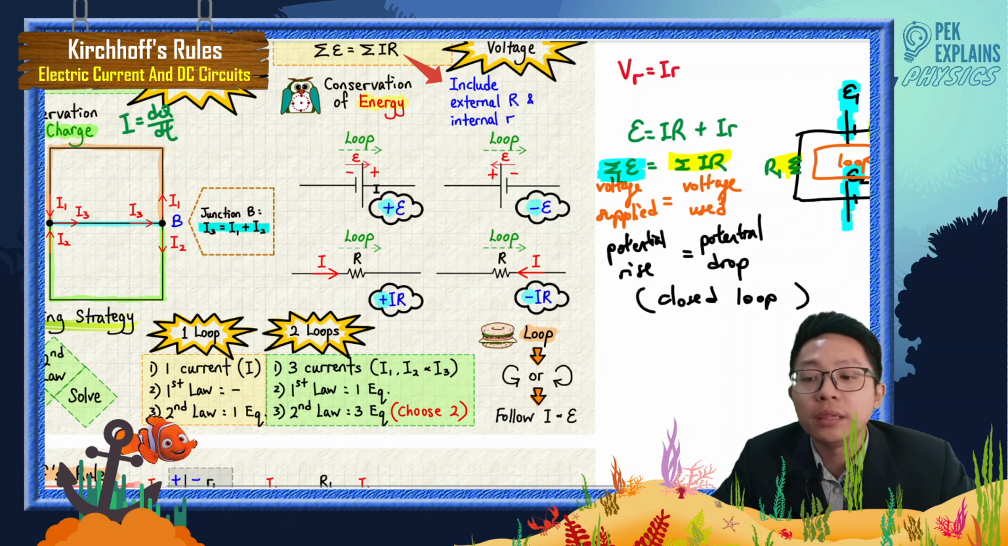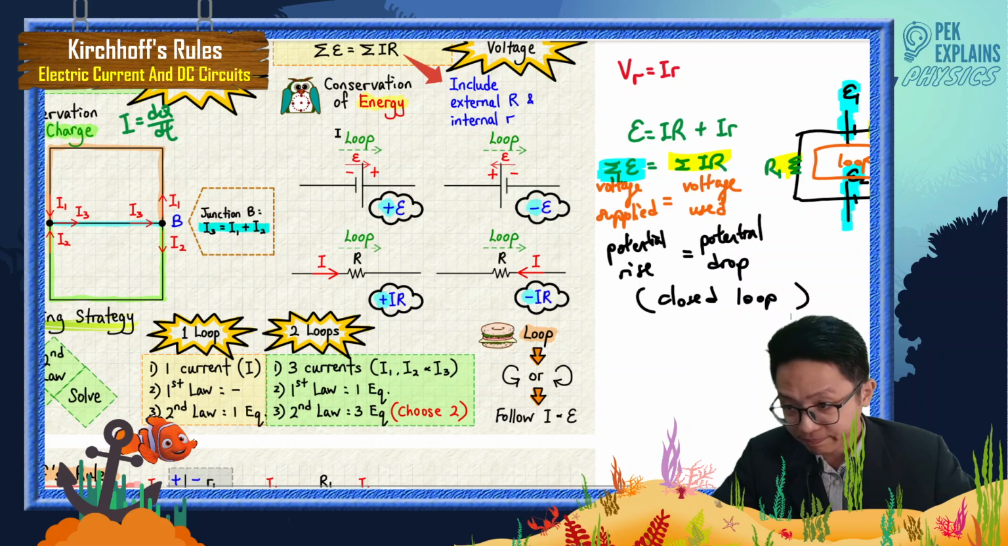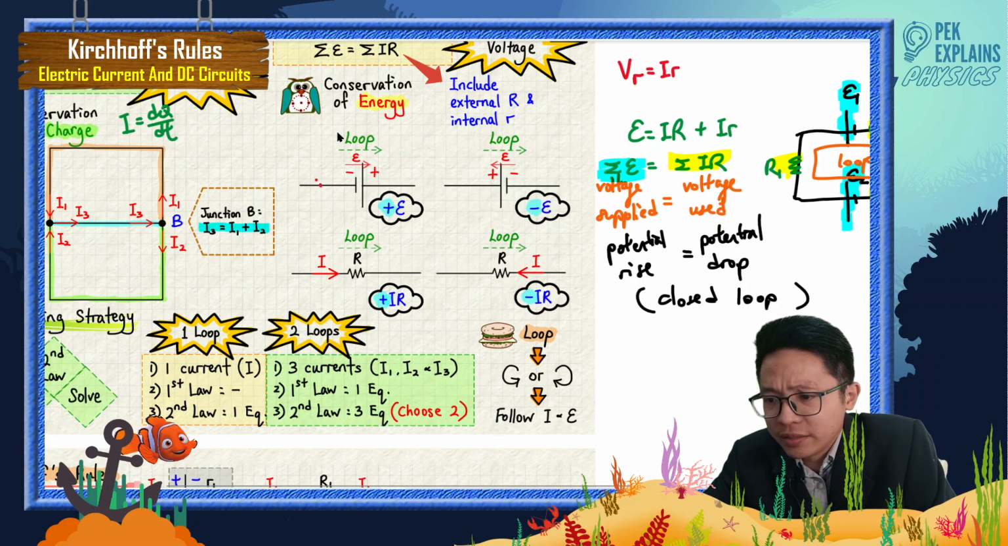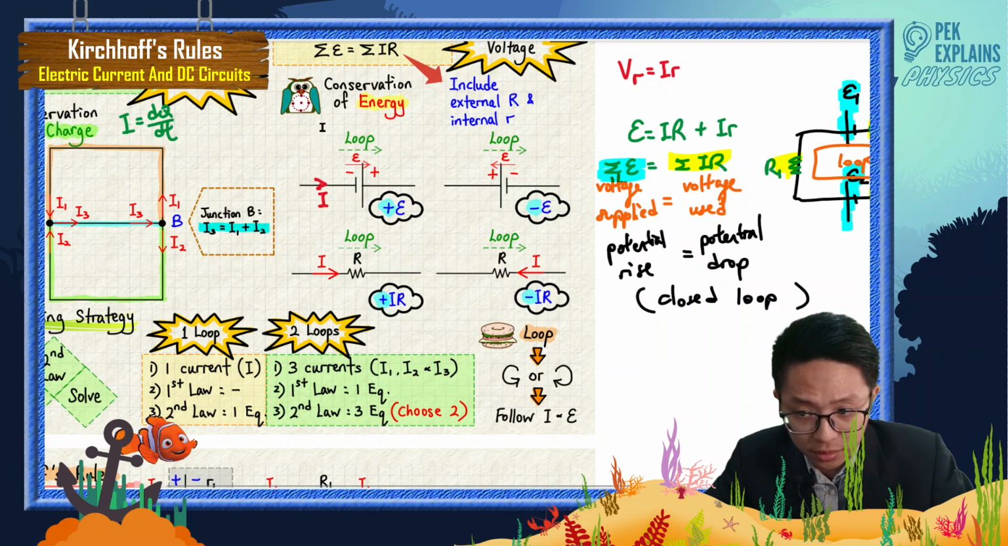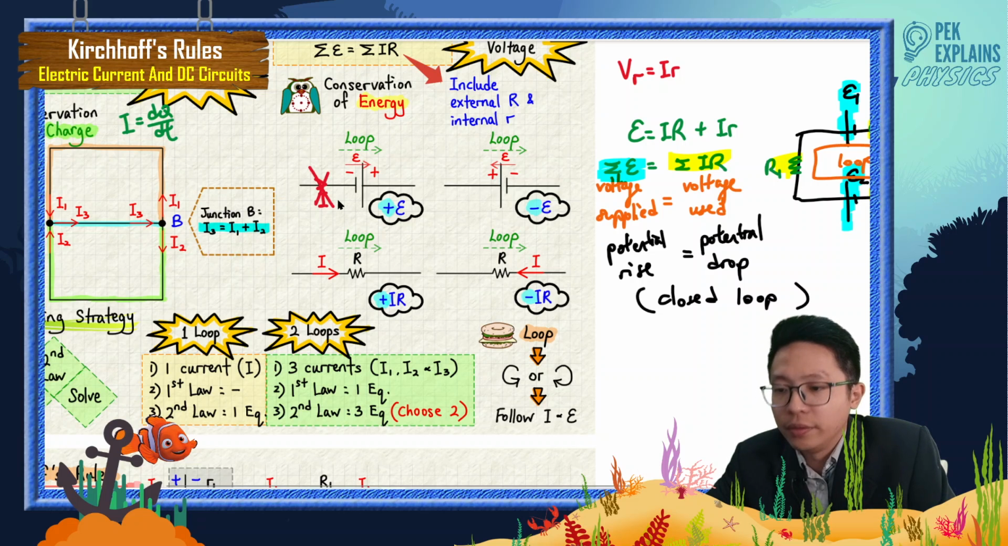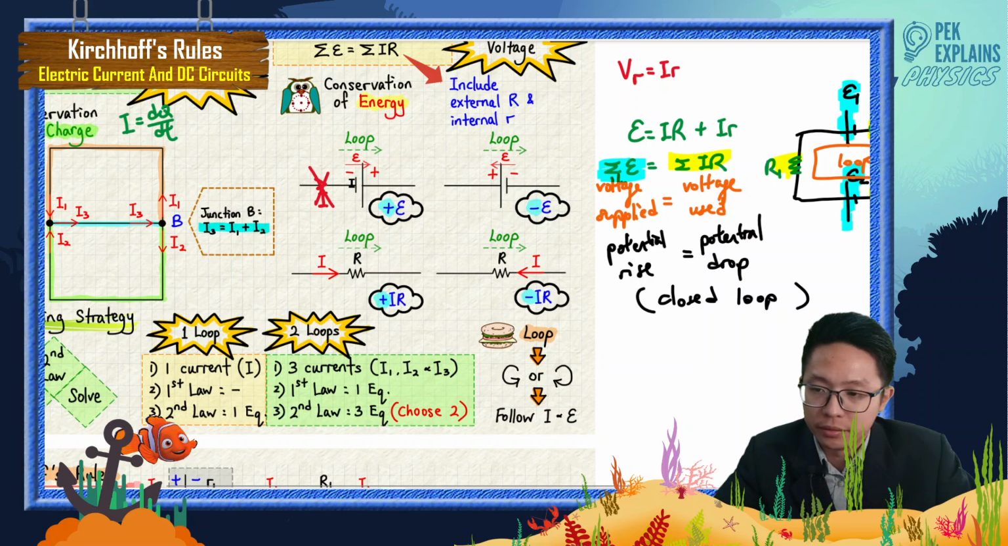Okay, battery depends on terminals. Resistor depends on current. Don't say that the battery also depends on current. Let's say there is a current flowing through the battery also. Don't say that the battery depends on the direction of current. This is wrong. The battery does not depend on the direction of current. It depends on the direction of the terminals, from negative terminal to positive terminal.